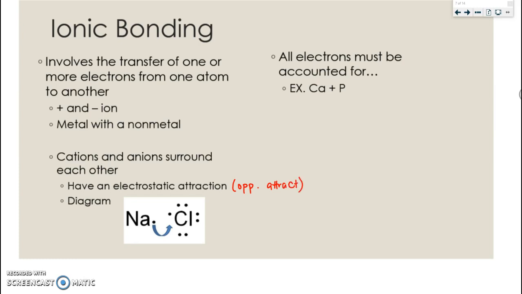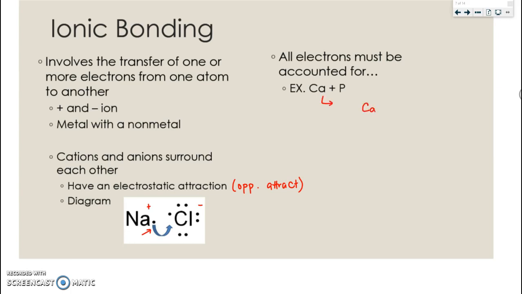Okay. And then you can see there in the diagram that the sodium's electron is being transferred to the chlorine. What that does is give sodium a positive charge and the chlorine a negative. When we write an ionic formula, all electrons have to be accounted for. We're going to talk about Lewis dot structures later on, but just kind of follow through for the moment.